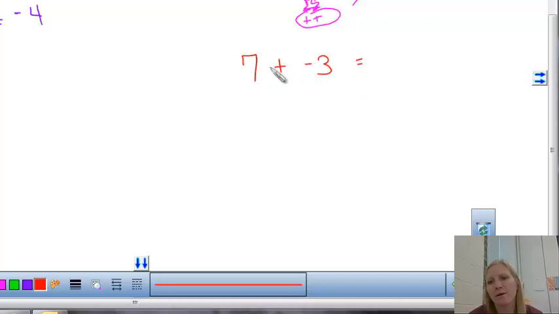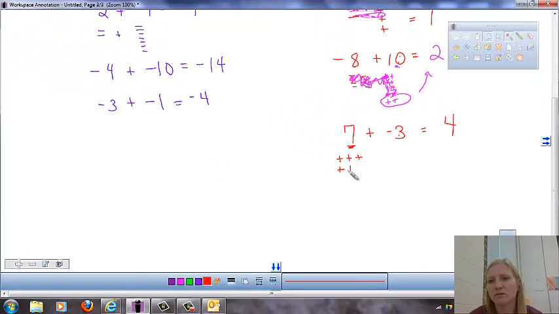So let's try that one. 7 plus negative 3. I'm going to subtract: 7 minus 3 is 4. And it's gonna be positive because 7 is bigger. Because I'd have 7 pluses and 3 minuses. So all these would cancel. And I'd have 4 positive.